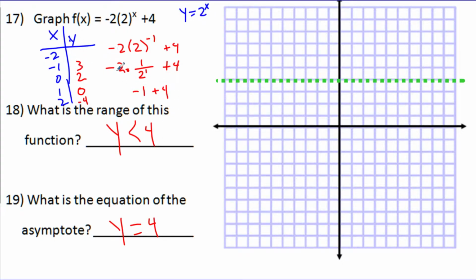Okay, and when I plug in 4, it's going to be -2 times 1 over 2. I'm sorry, when I plug in -2, it's going to be -2 times 1 over 2 squared plus 4. So this is going to be -2 times 1/4, right? So -1/2 plus 4, which we'll just call 3.5. Something like that. That's about what's going to come out there.